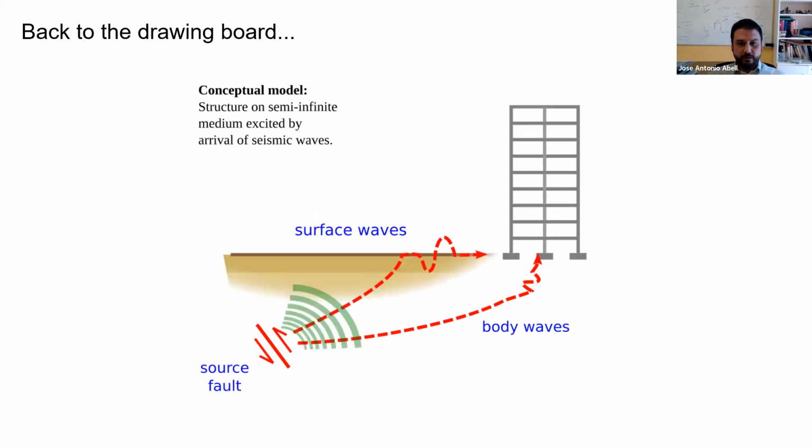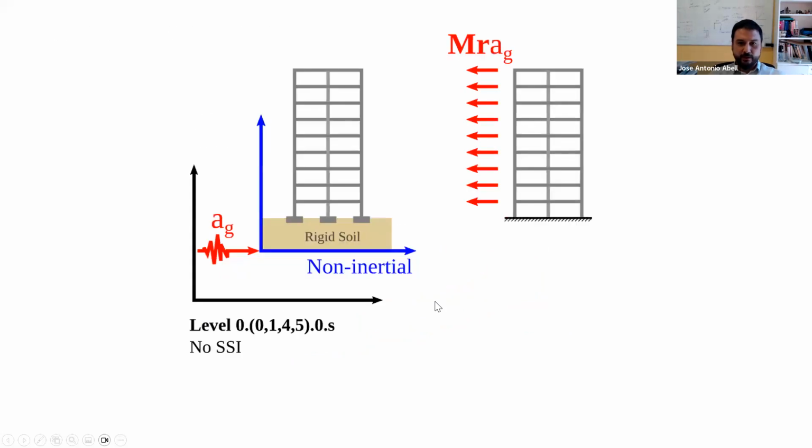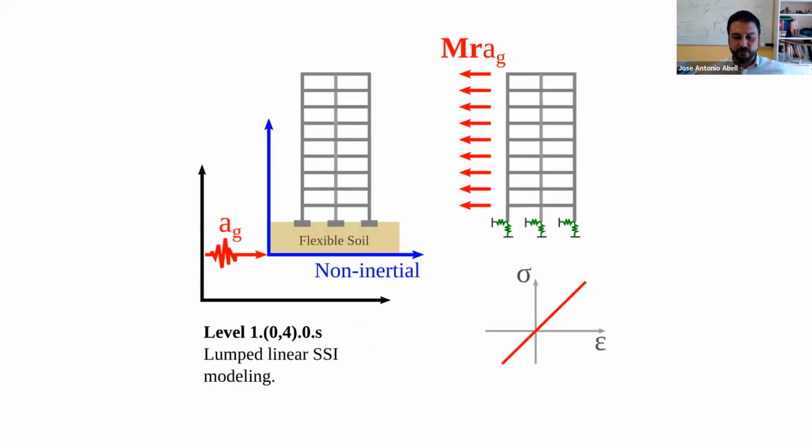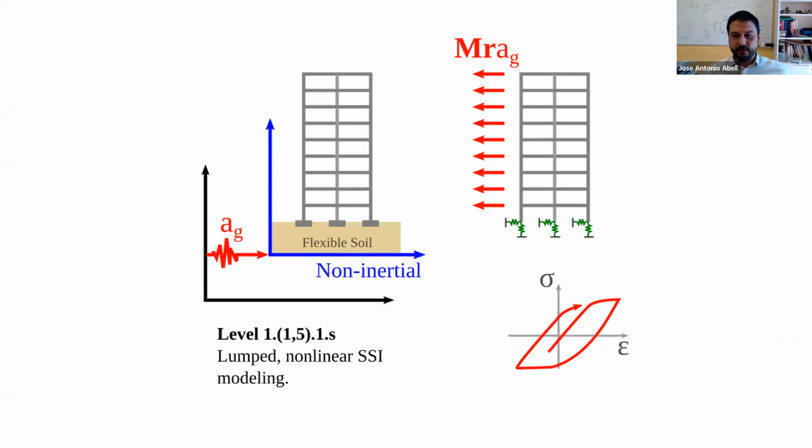Okay, so the conceptual model is you have some source fault at some depth, and you have propagation from that fault as body waves into the structure, and then you also have interaction with the free surface that produces surface waves, and those come in. The whole point here is that the wave field is three-dimensional and very complex. So you can start at a level 0 modeling. I'm going to go through this pretty fast, where you fix the base and your earthquake input occurs as a series of inertial forces. And you can also start to consider flexibility of the soil by adding springs, and you can make those springs non-linear, and you're increasing your model fidelity, allegedly, if you're doing it right.